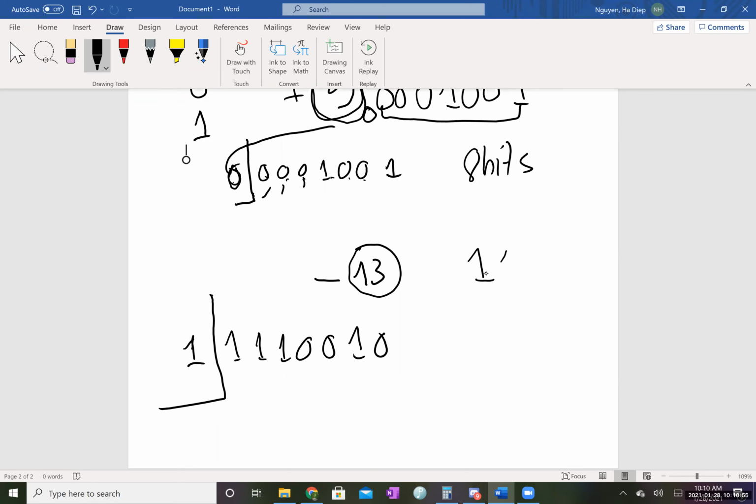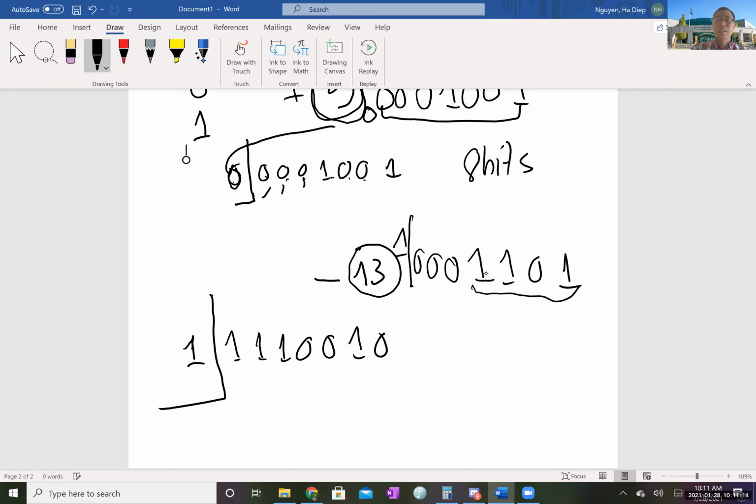1 1 0 1. Yes. So this one is 13 in magnitude, and you already have 4 bits. Now you have to make it up to the 7 bits of magnitude. That's why you add 3 zeros to the far left, and the 1 at the beginning is the sign. So when you convert negative 13 to sign and magnitude, you have 1 0 0 0 1 1 0 1 here.